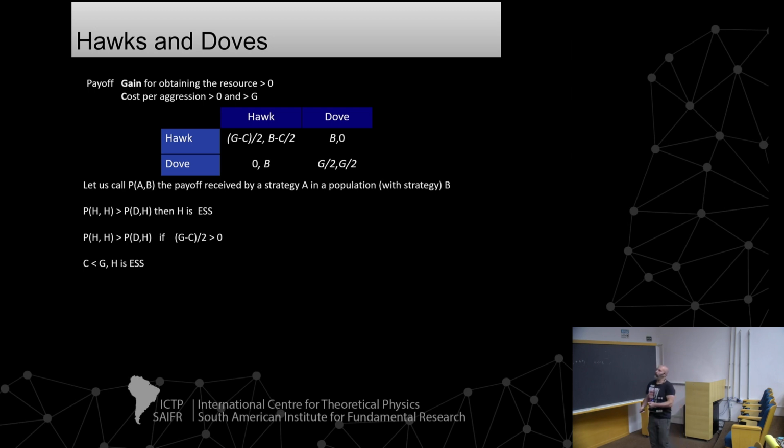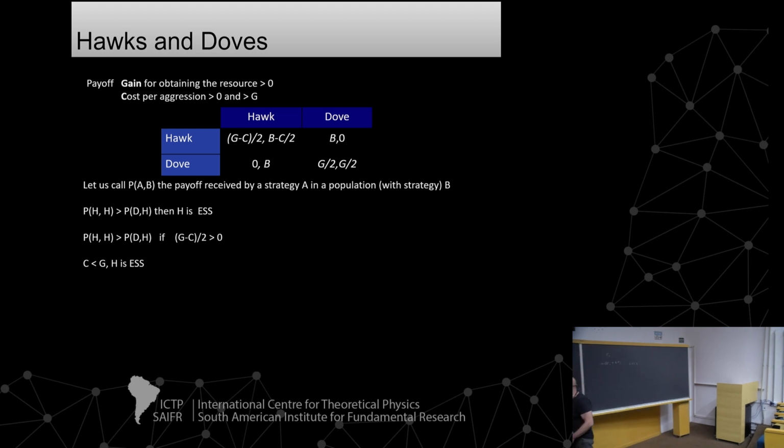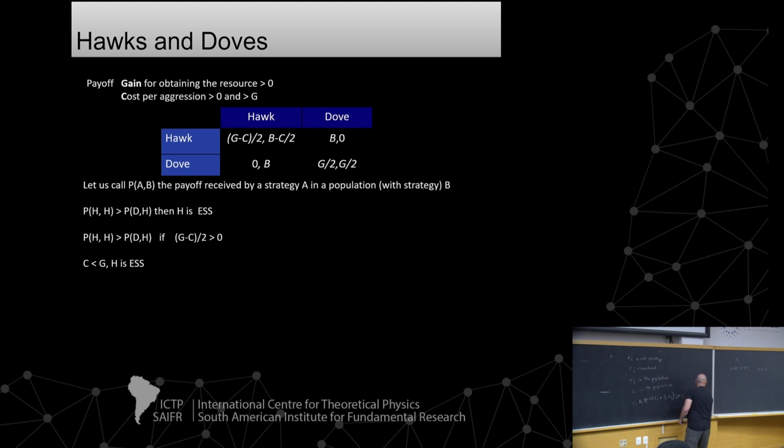Okay. So a hawk confronting a hawk will get a payoff that is the mean value between the gain for obtaining the resource and the cost for losing and having to pay the cost of the assault. On the other hand, if a hawk is confronting a dove, it always wins because the dove is not confronting. The hawk just retires from the confrontation and does nothing. So the hawk will get the whole. I will use the blackboard because there are some inconsistencies in the matrix.